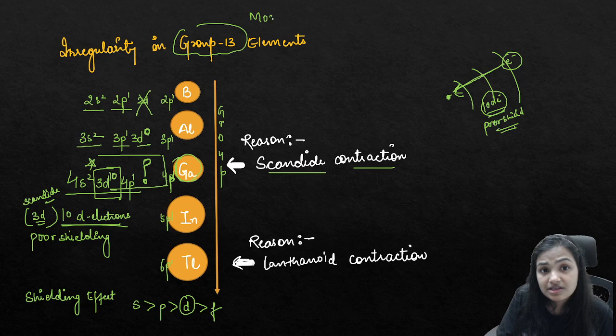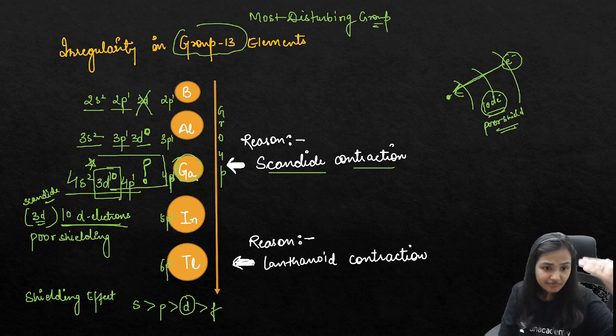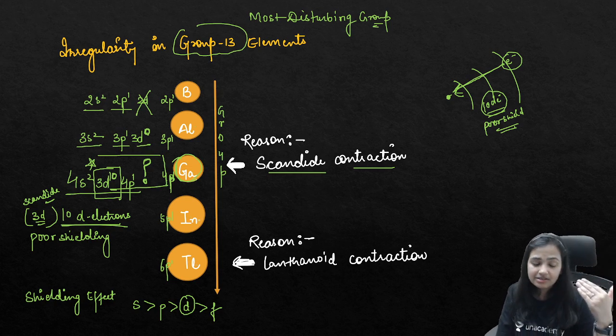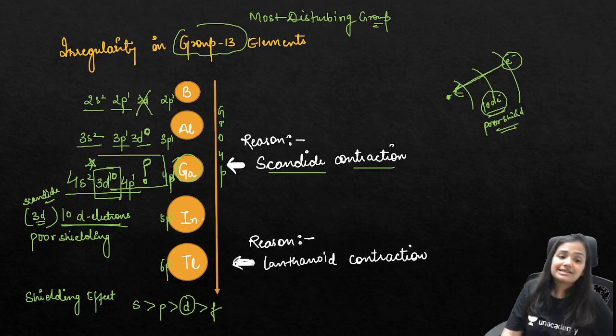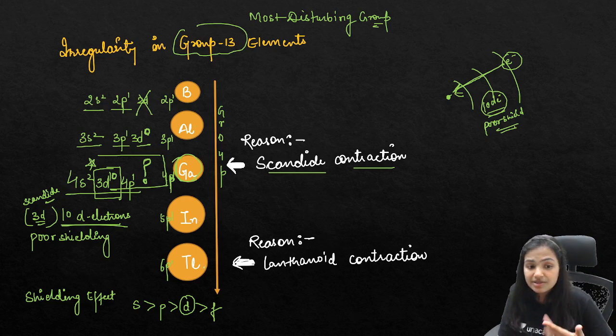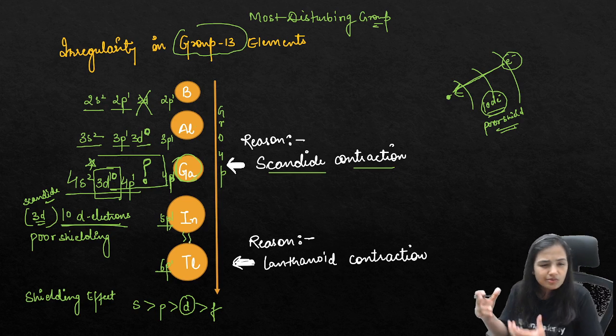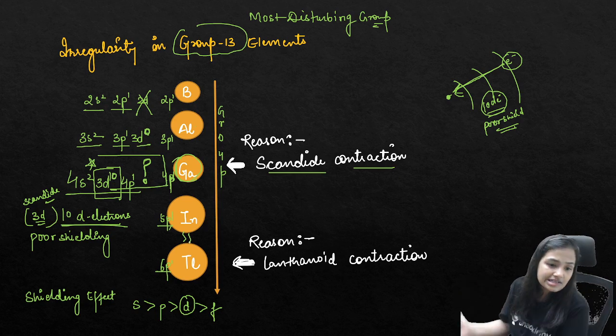Okay. Now, moving forward, this group number 13 is the most disturbing group. Why is this most disturbing? Let's see one more case. Another case is between indium and thallium. When we are moving from gallium to indium, the size has to increase. Yes, there is an increase in size. But when we are moving from indium to thallium, there must be an increase in size as the number of shells are increasing. But no, it is found to be almost the same. There is not much increase in size.